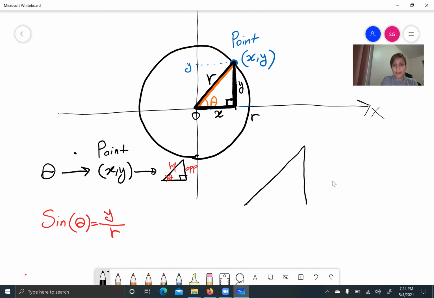In other words, let me label them in another way. This is a right triangle, and this is theta. This is the opposite side. This is the adjacent side to theta, and this is the hypotenuse.